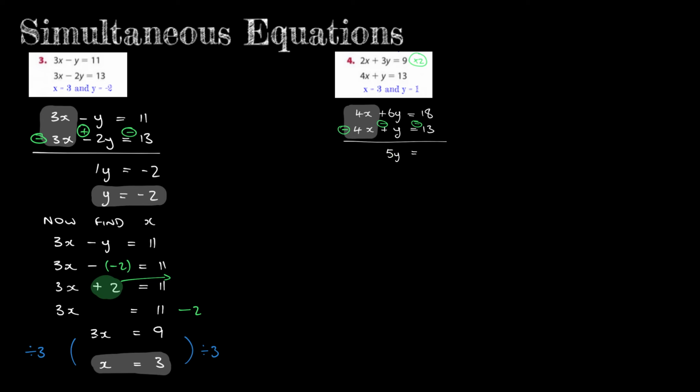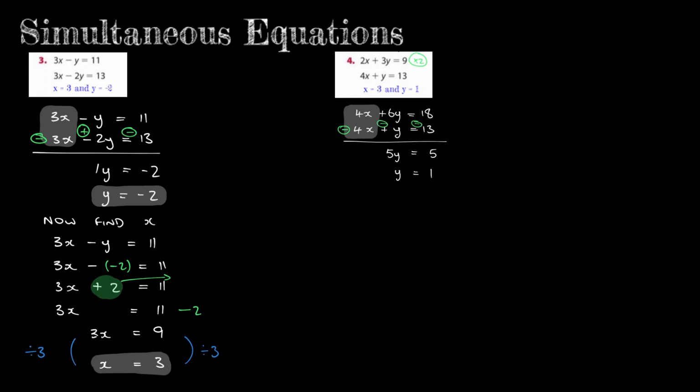18 take away 13 will leave me with 5. So y will be equal to, if I divide both sides by 5, y will be equal to 1. And I gave you that in the answers there, so as you work through the question, you can see, am I getting these right? And in this case, you can see you're getting that right so far.